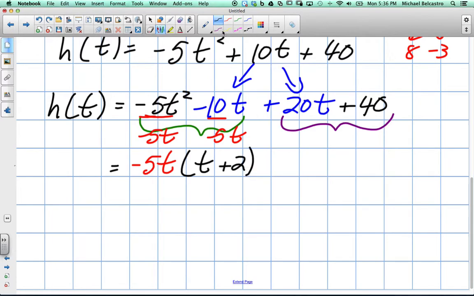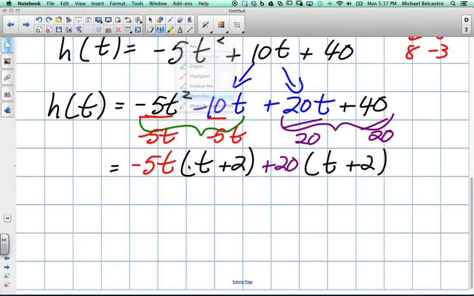Okay, and in the other one, I can factor out the number 20. So I common factor out 20. So it's positive 20 that I took out, and then what's left in the brackets is t plus 2. So now what's happened is I've broken this up so these two need to be the same, and that's the whole point of this decomposition. I have to make sure these brackets are the same.